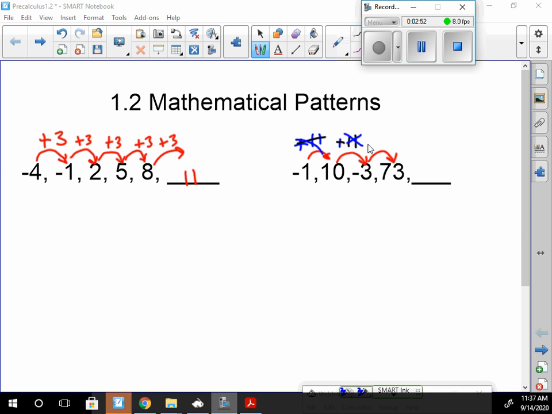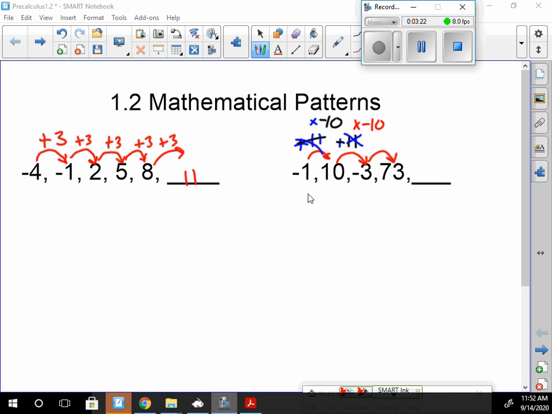So we know that is not correct. It's not adding. We could try multiplying. -1 times -10. So we multiplied the first one by -10. Let's try doing 10 times -10. That would give us -100, which is not -3. So we can't multiply or add to get to this.